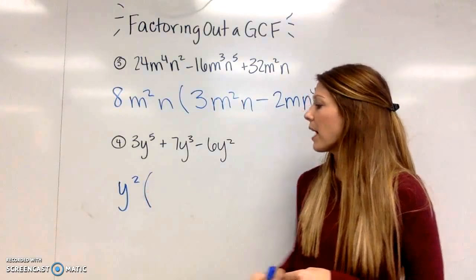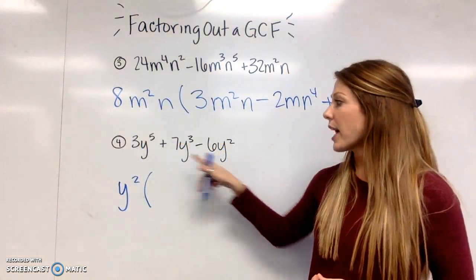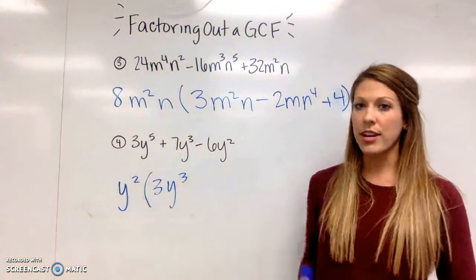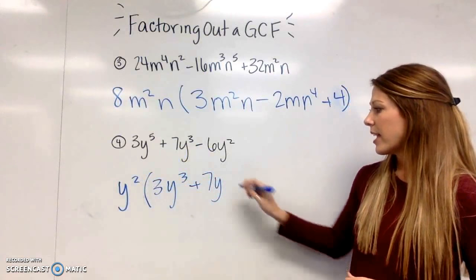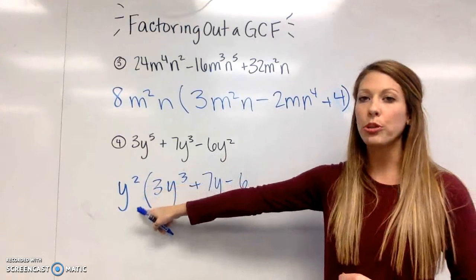So when we factor out that y squared, we're going to divide each one of these terms by y squared. And when we do that, we get 3y to the 3rd. Basically just subtracting the exponents here. Then we have 7y to the first, and minus 6. We started with y squared, we pulled out a y squared, so we don't have any y's to give up there.